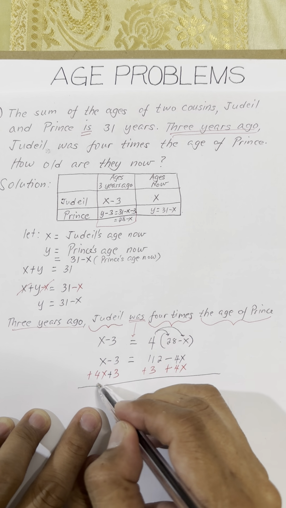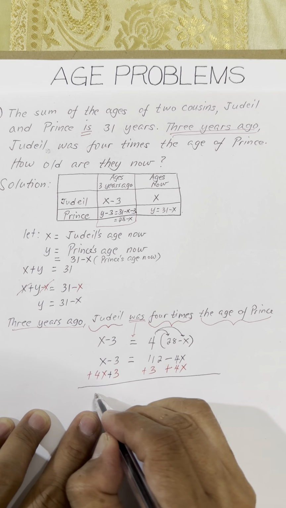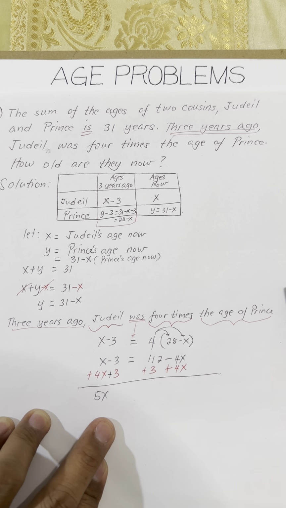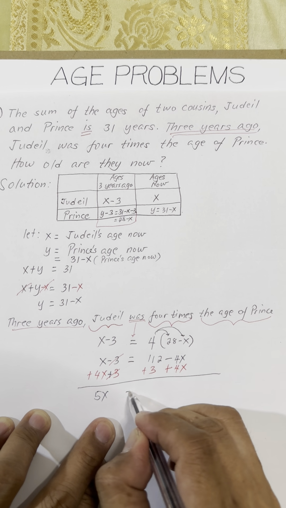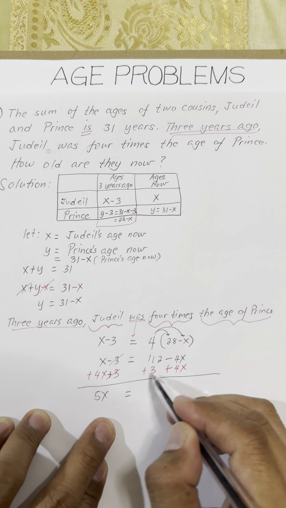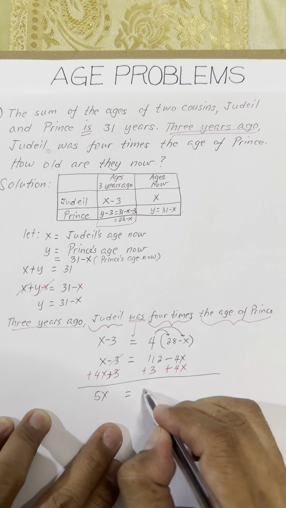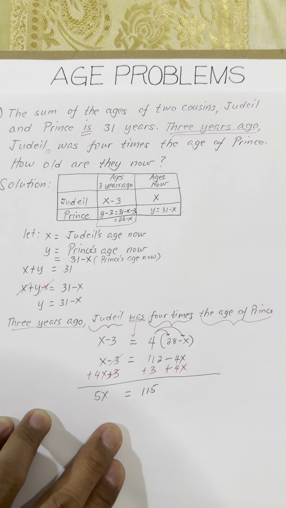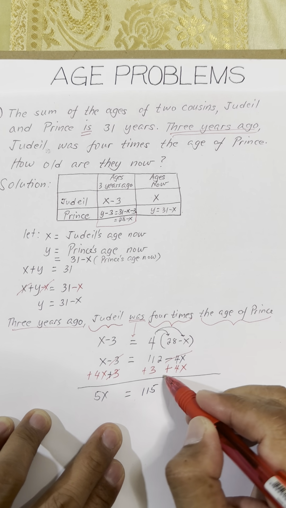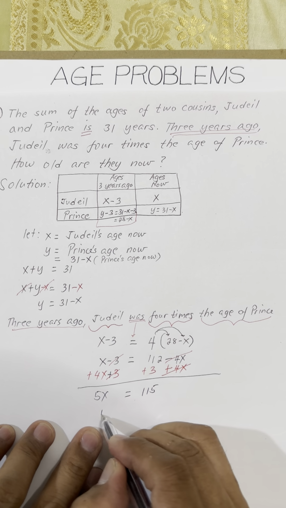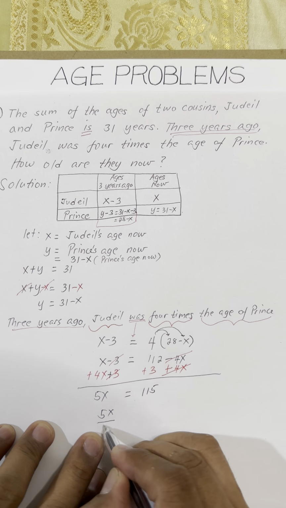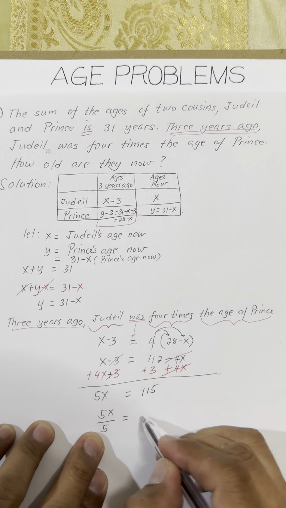So x plus 4x is equal to 5x. Then negative 3 plus 3 cancels out, equal to 0, and on the right, 112 plus 3 is equal to 115. Then we have minus 4x and positive 4x, which cancels out, equal to 0. So now we can solve for x by dividing 5 on both sides of the equation.